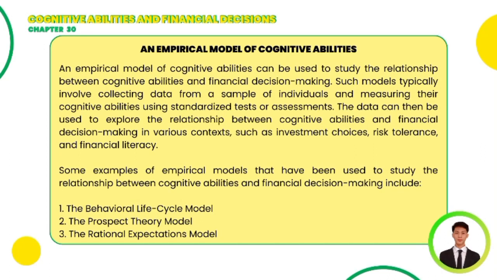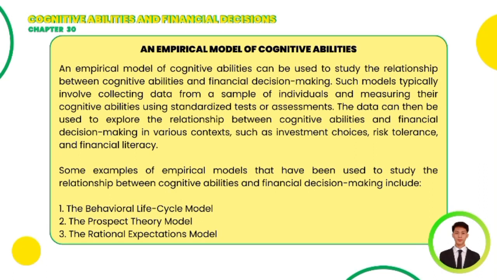Second is the prospect theory model. This model explores how cognitive biases and heuristics affect financial decision making. The model suggests that people's decision making is influenced by how they perceive gains and losses, as well as by their aversion to risk. Next is the rational expectation model. This model assumes that people make rational financial decisions based on all the available information. However, the model recognizes that cognitive limitations and biases can impact decision making and lead to suboptimal outcomes.